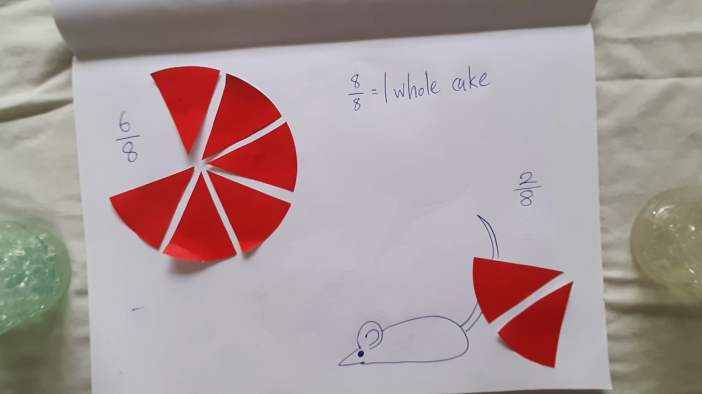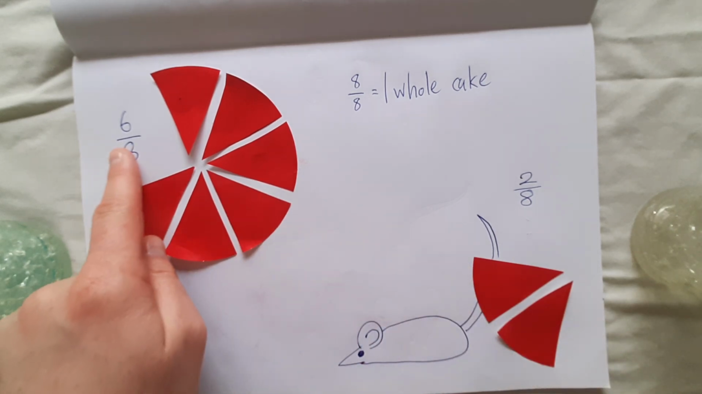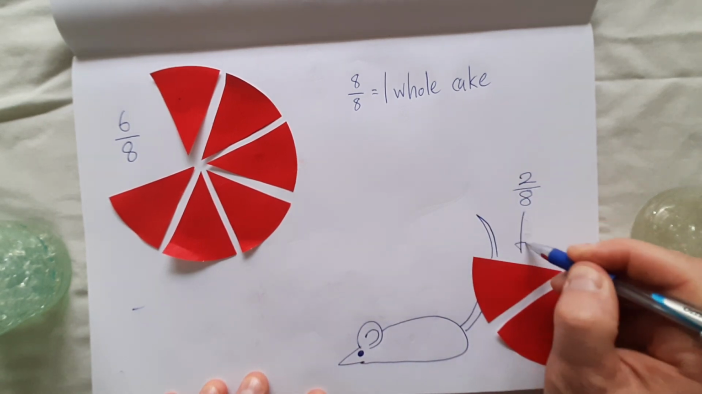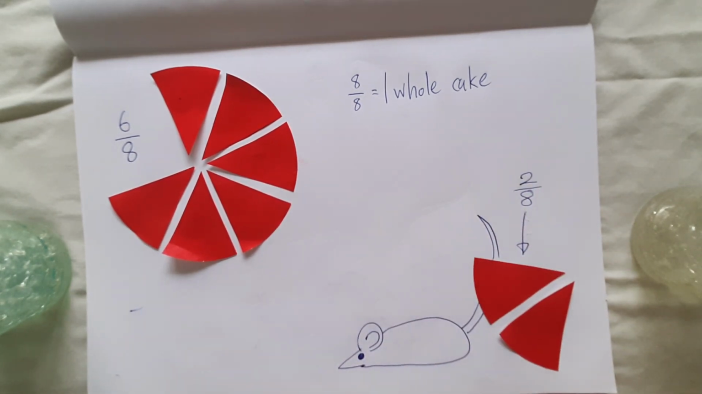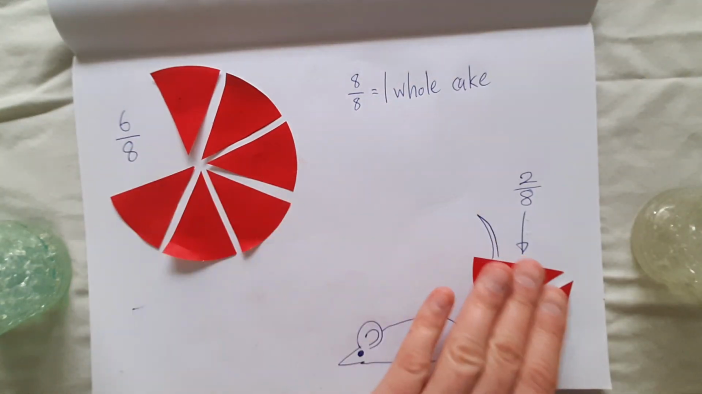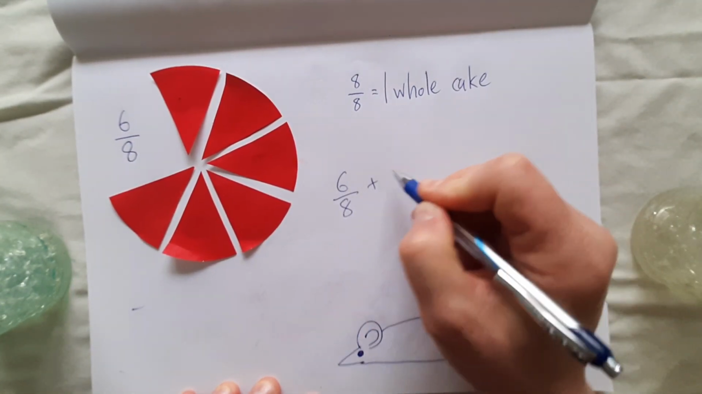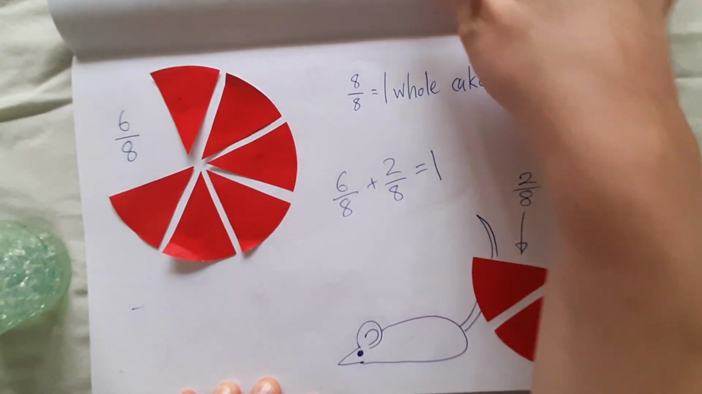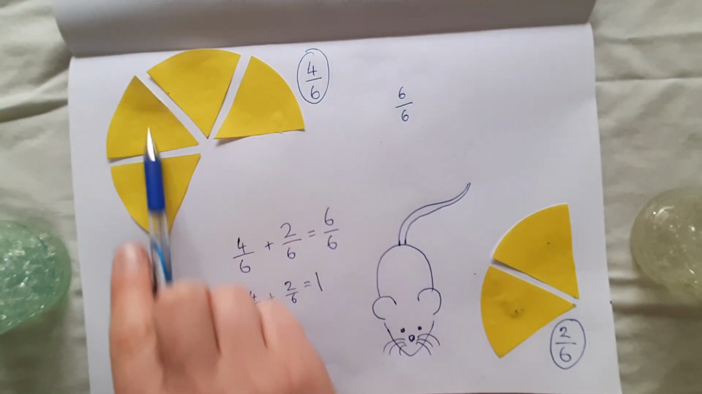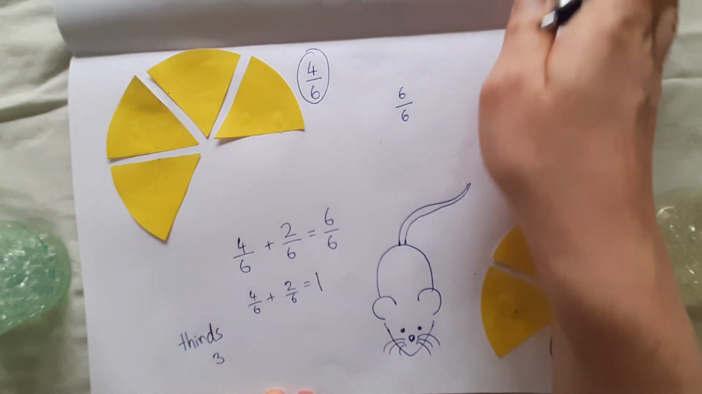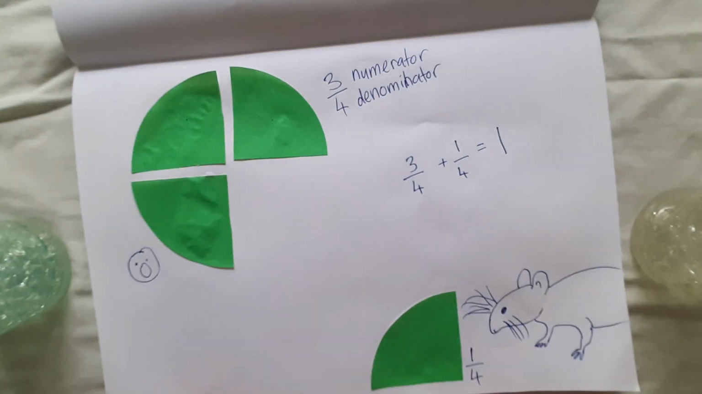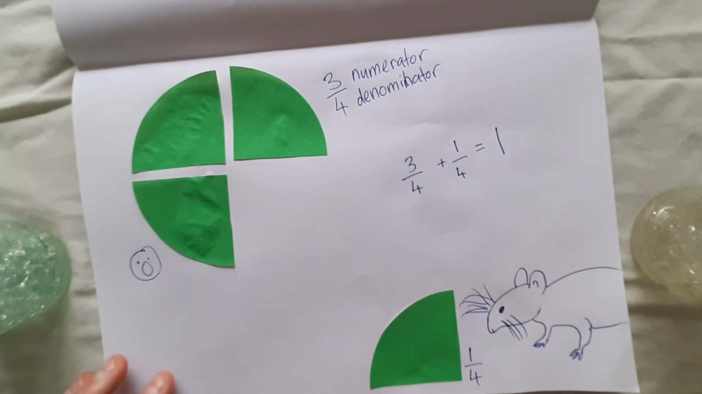Your task now is to create a story similar to my one. You could change the animals in the story. You could change the baker to somebody else. But make sure when you're gluing it down, I want you to label your fraction parts. On each page, we've got 6 eighths plus 2 eighths. 6 eighths plus 2 eighths equals 1 whole cake. We've got 4 sixths plus 2 sixths. And over here we have got 3 quarters plus 1 quarter makes a whole.